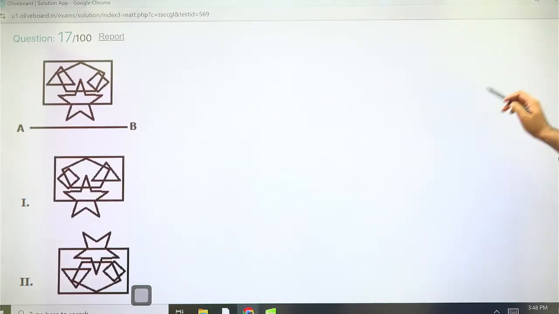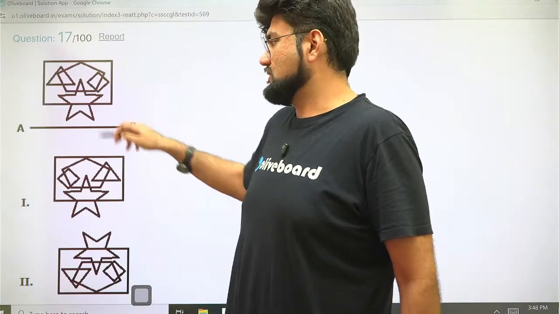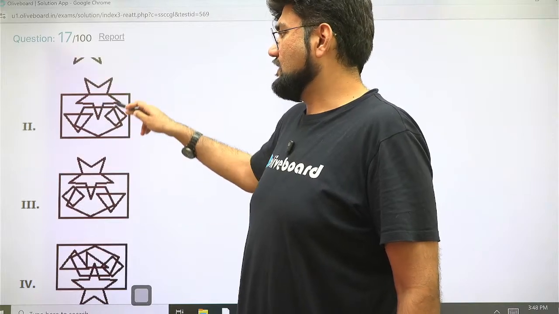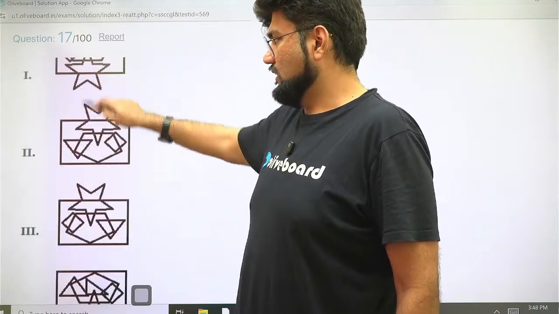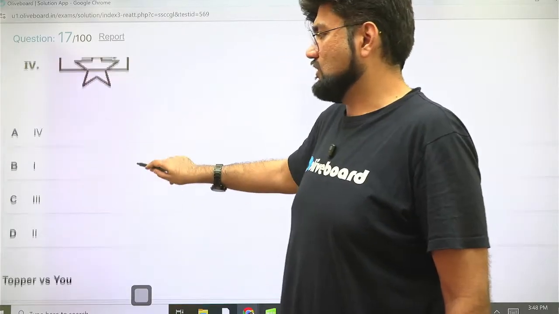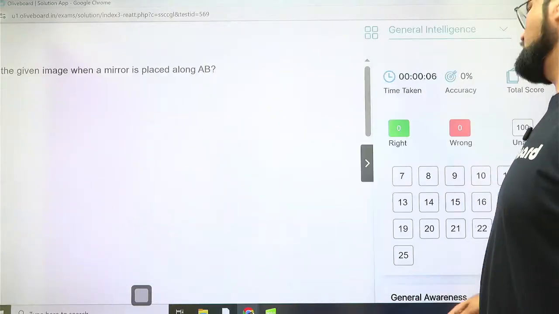Mirror image. Okay, the mirror is placed below. So this triangle will be moving, this star will be moving upwards outside the frame. So 1 is not possible, 4 is not possible. We can have anything from 2 and 3. And then there is a triangle here which will be coming down as a triangle only. So which can be here, but here it is becoming a rhombus. So only figure 2 is the correct option here. Option D. Quickly observing all the 4 options will give it away very quickly.